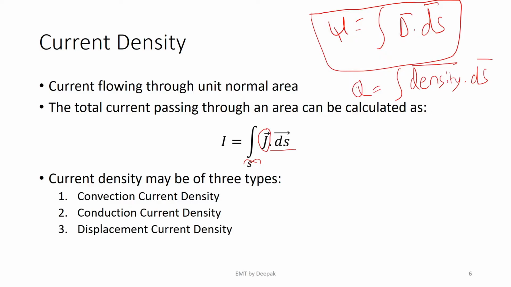Convection current density is because the charge is flowing. Conduction current density is if the current is flowing because of the presence of electric field. Displacement current density is current flowing because of the charge concentration gradient. Or no, that would be diffusion current density. Displacement current density would be because of change in the charge concentration. These are the three different current densities.